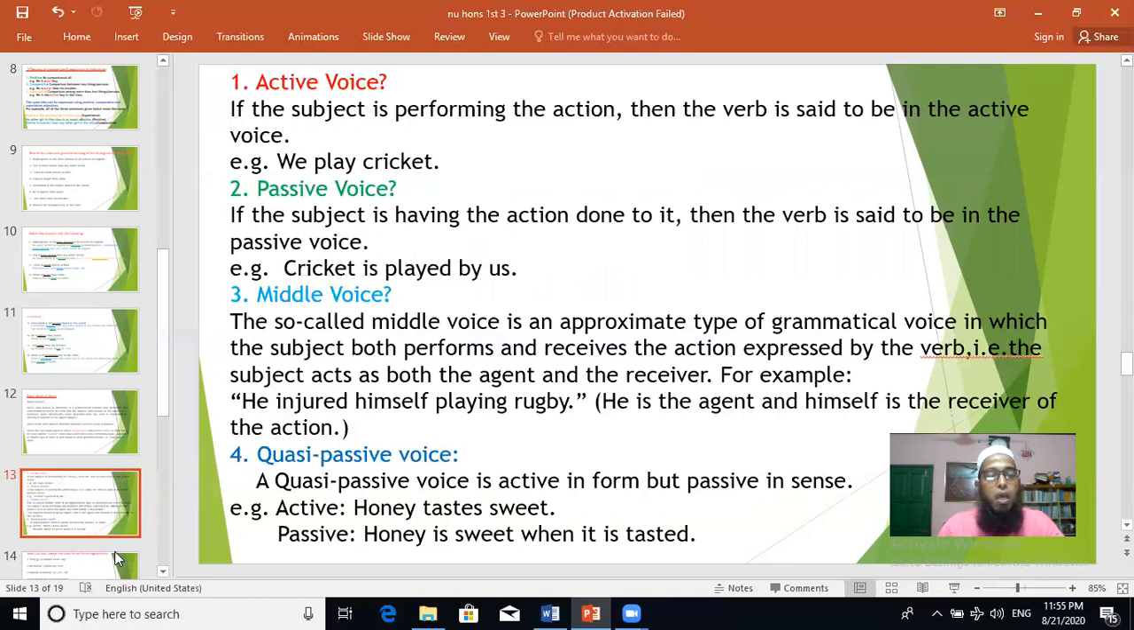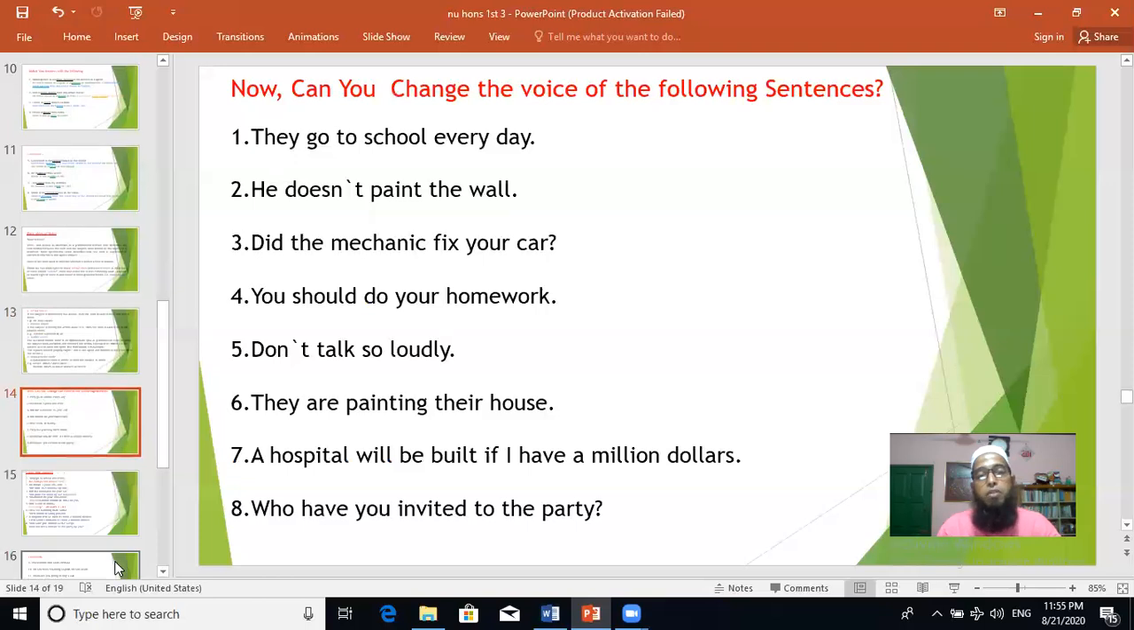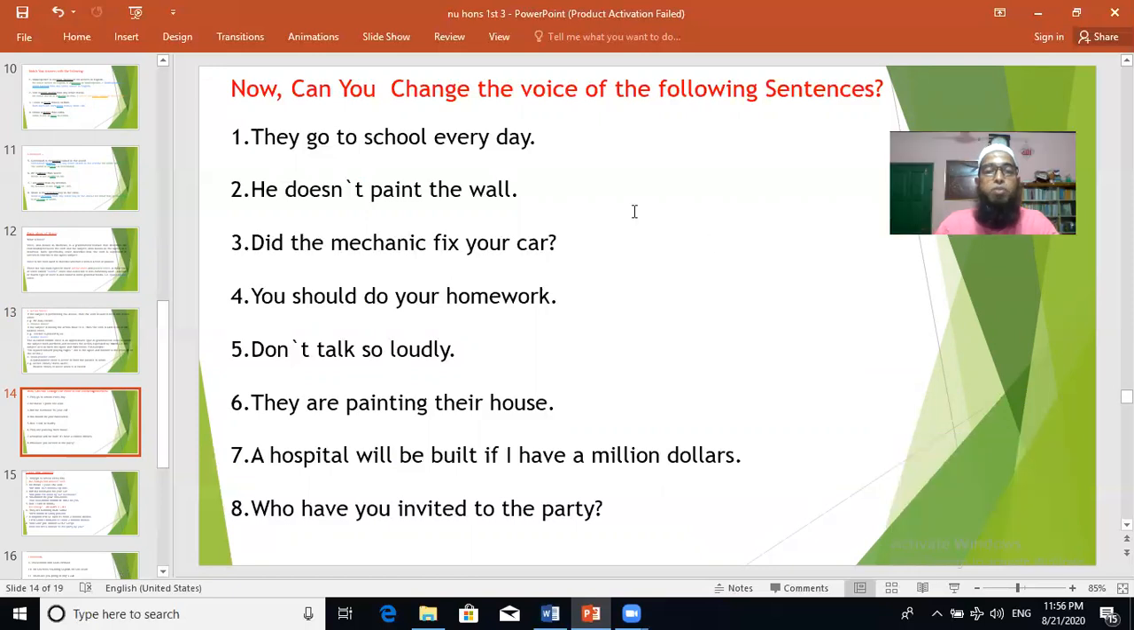Now let us do some exercises here, and do them very quickly, because I have given you very easy sentences. Change the voice of the following sentences. But you have to be careful. First you need to identify: is it active or passive? If the sentence is active, you have to make it passive. And if the sentence is given in passive voice, you have to make it active. So that is the caution you have to take.